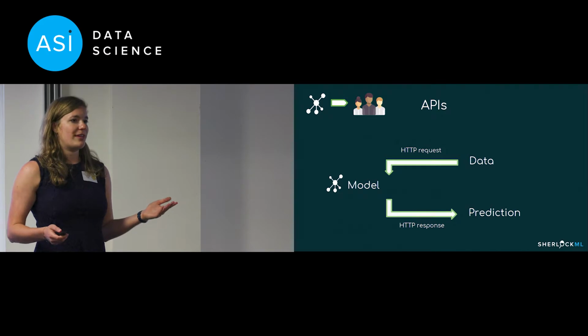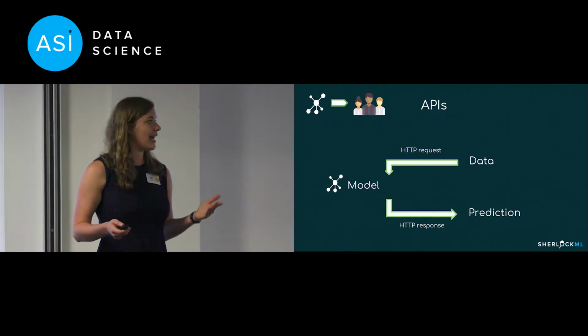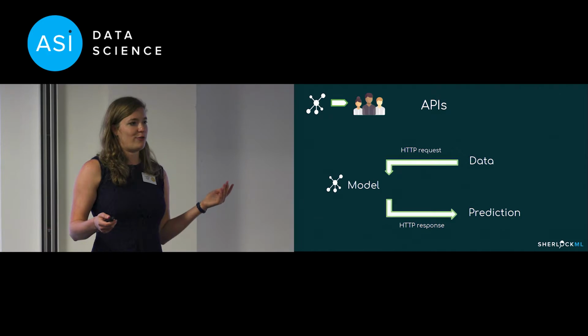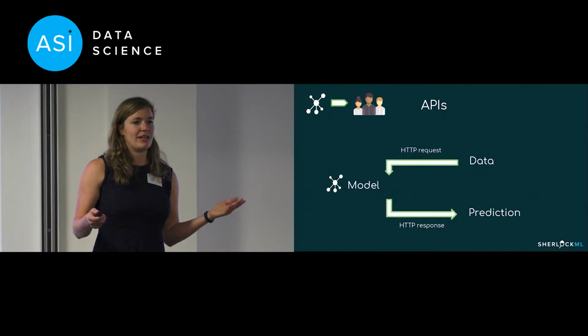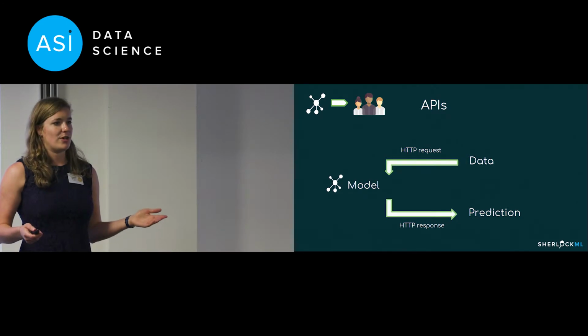Now, at the core of this deployment process is something called an API. Now, let me just explain to you, in the case for data science APIs, how this works. Basically, you have some data that you send to your model in the form of what we call a request. This model then evaluates the data, makes a prediction, and sends it back to the user in a response.